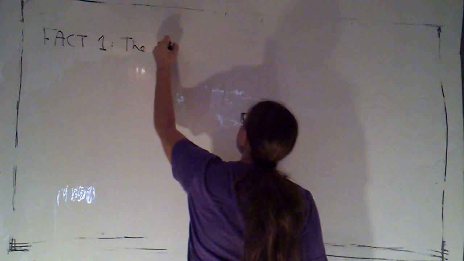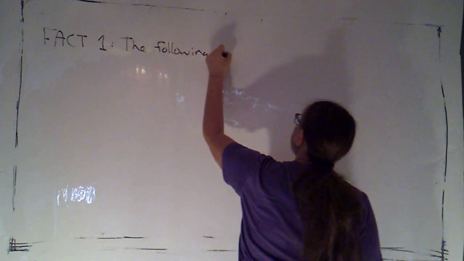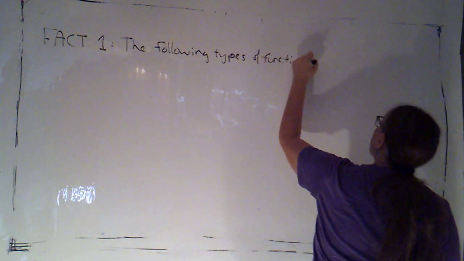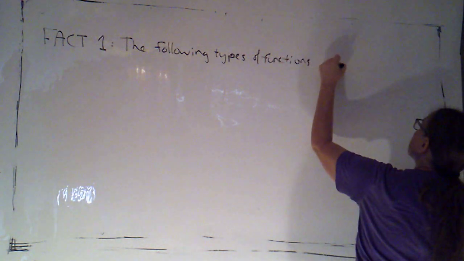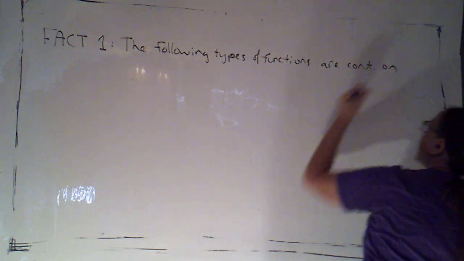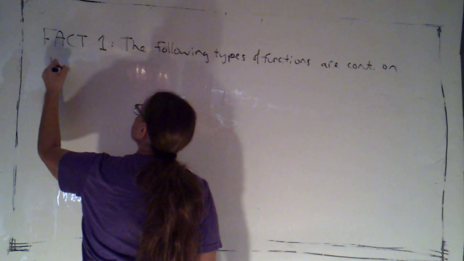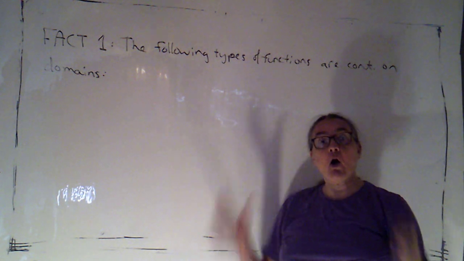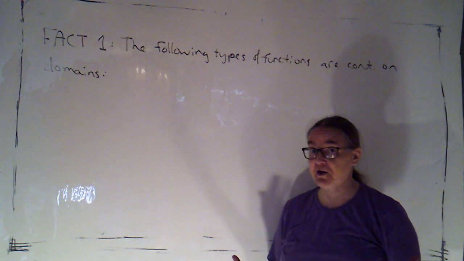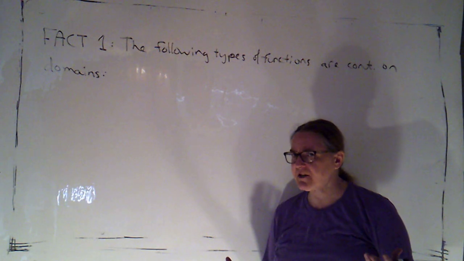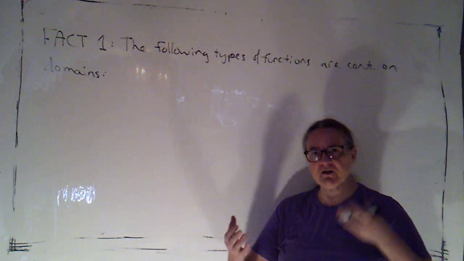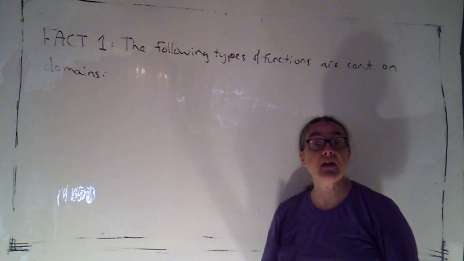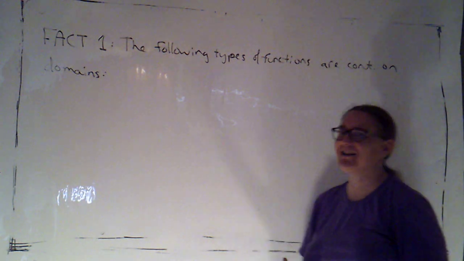The following types of functions are continuous on their domains. Okay, now this is going to be almost every type of function that we're used to working with. But if you think about it, that shouldn't be much of a surprise, because the functions that we're used to working with don't do a lot of weird stuff. And when something weird happens, it tends to be at a place where the function isn't defined.